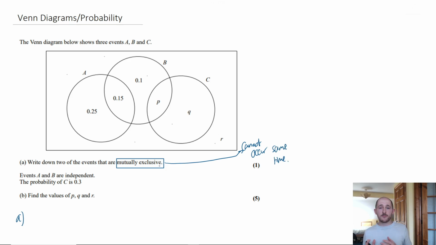Okay, and that's really, really important. So what would that look like on a Venn diagram? Well, what it means is, if I just describe what a Venn diagram shows you first, we have all of our events drawn as circles. Outside of the circles, but inside the rectangle, is, for example, in this case, the letter R, the probability that none of these events happen. Okay? So here is the probability that no events happen.